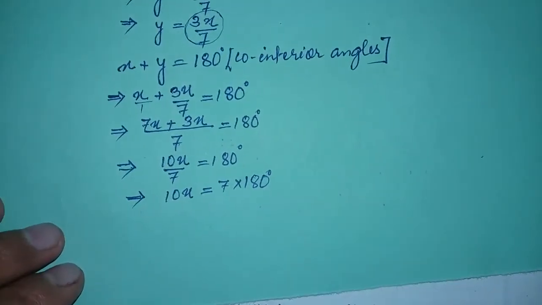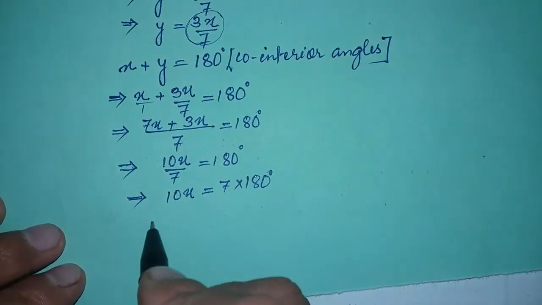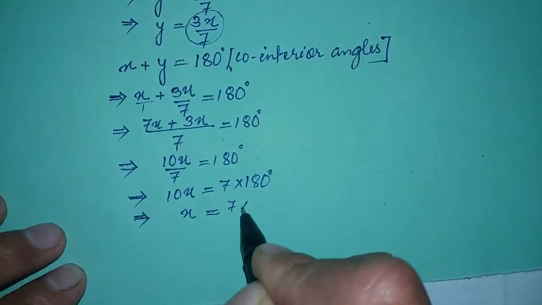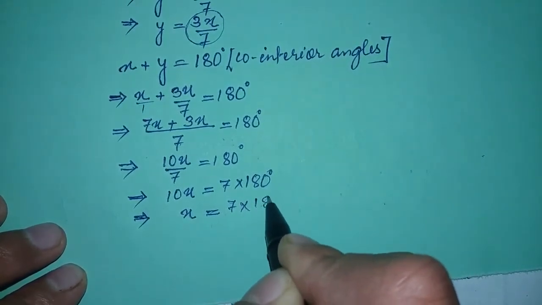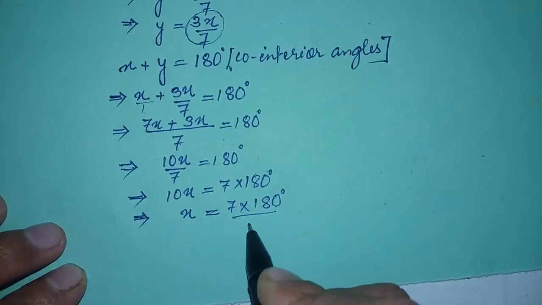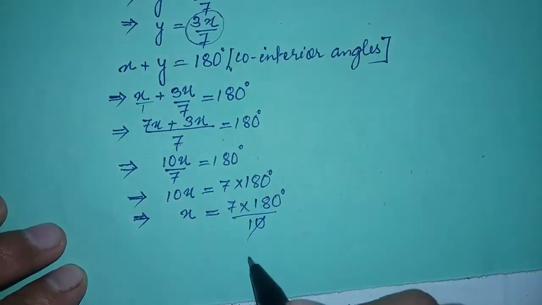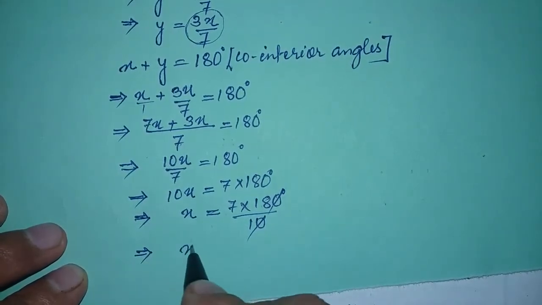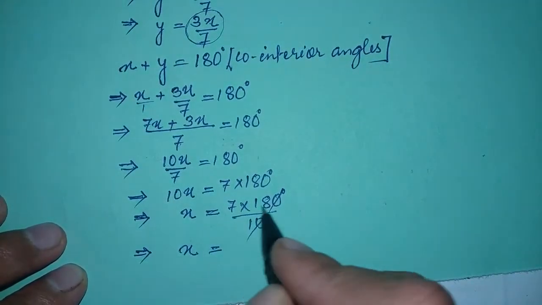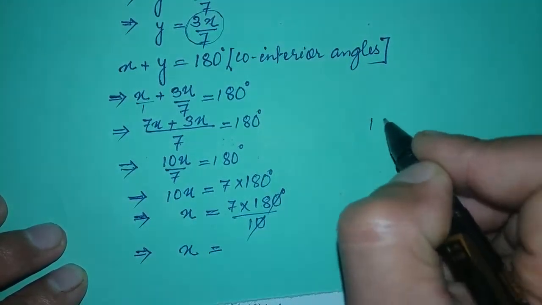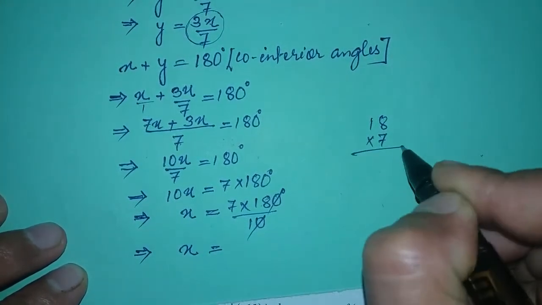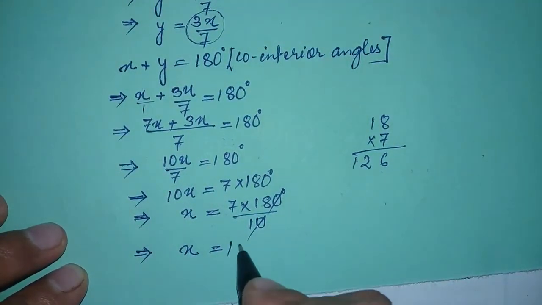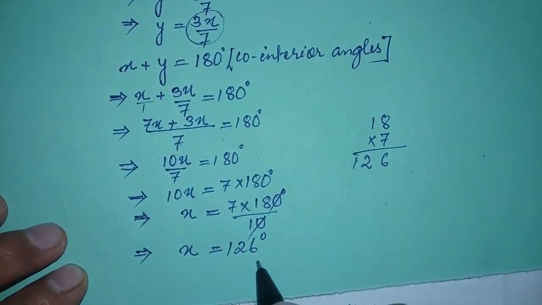Now dividing both sides by 10, we get here 7 into 180 degrees by 10. Now this you can cancel. So what we get now here is 7 into 18. So 7 into 18. 7 8s are 56, 5 and 10, 7 1s are 7, so this is 126. So this is 126 degrees. So that is the answer.